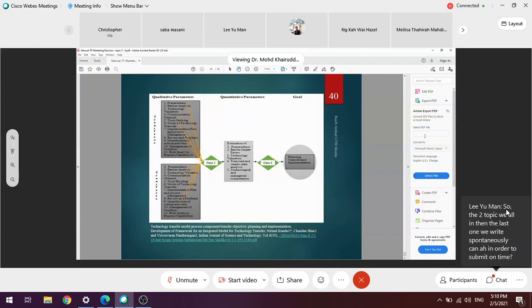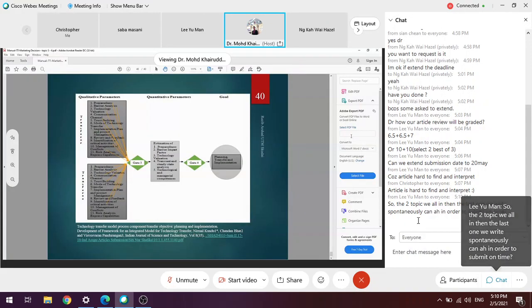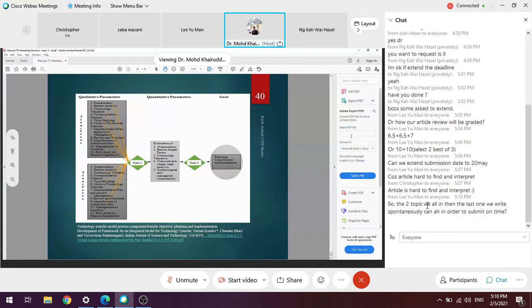All right? So again, the topic two, we all in, then the last one, we write spontaneously, can I submit on time? All right. Yuman, the most important part is you understand the context of the assignment, not the assignment itself. You must understand the question of the assignment. You must understand the thing that I asked you to do. Don't worry about the references, don't worry about the content too much, but you must understand the assignment. All right? So I hope that I answer your question, Yuman.